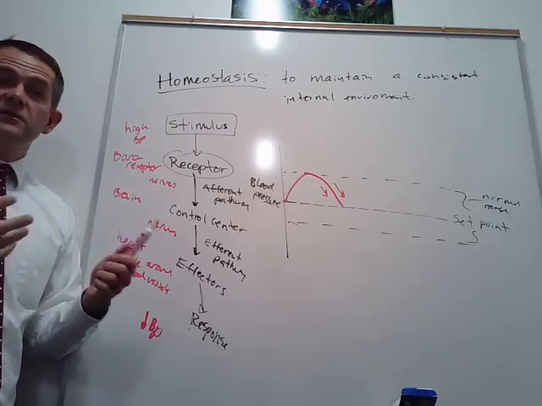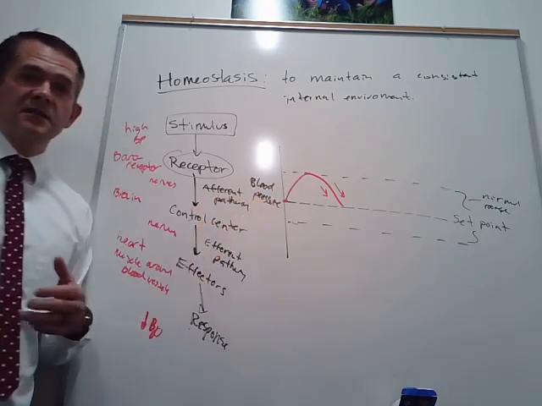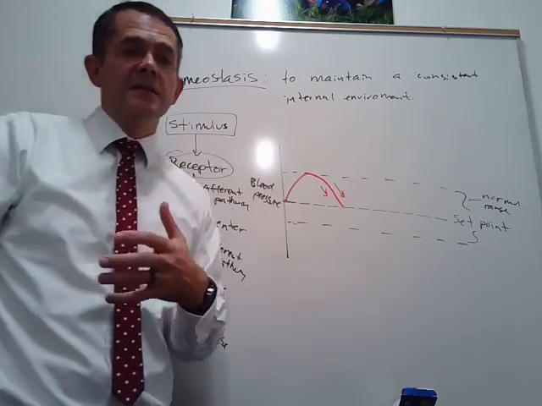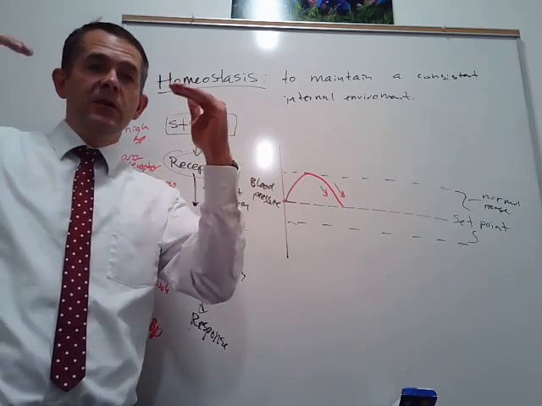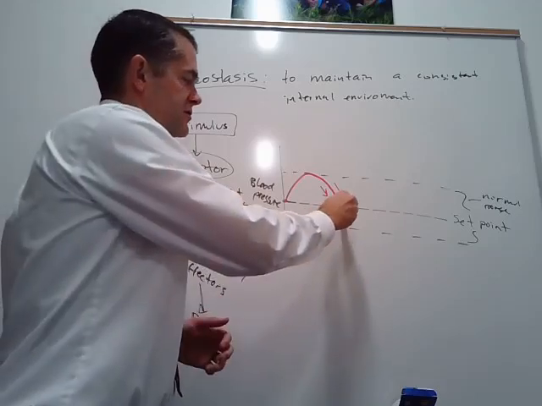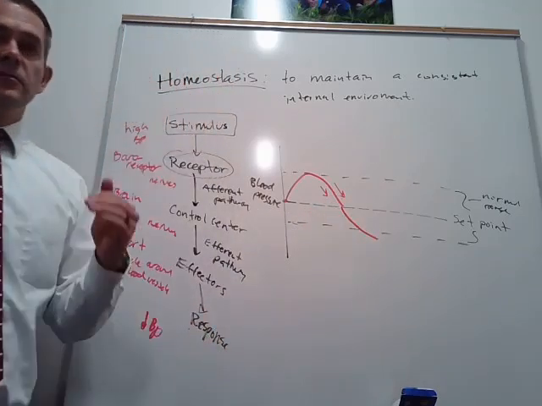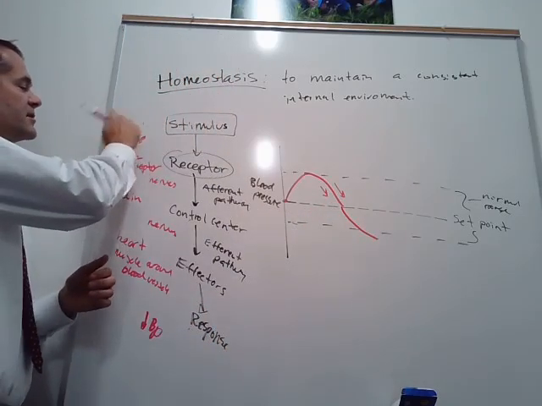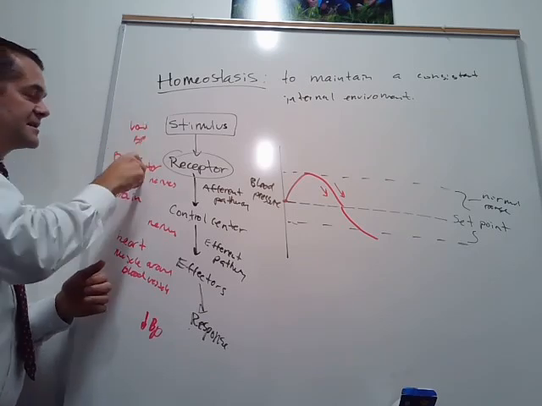Let's do another example using blood pressure again. Let's say you're sitting down and you get up really fast, and because of that, your blood kind of pools downward in your body because of gravity. Well, that would cause your blood pressure to drop, okay? So now instead of high blood pressure, it's low blood pressure. It gets sensed by these baroreceptors.